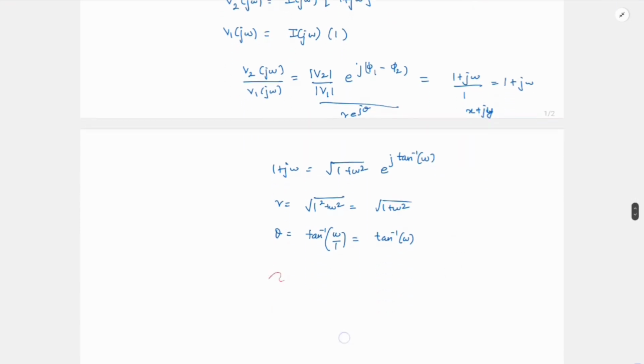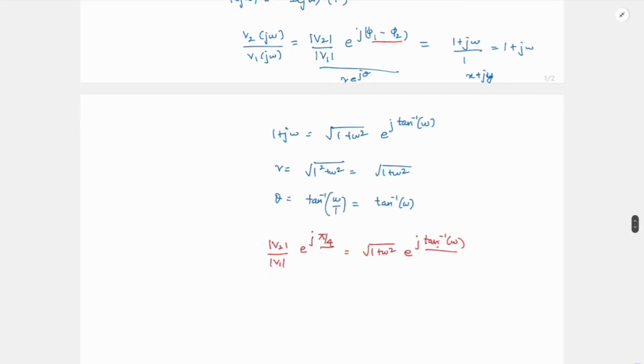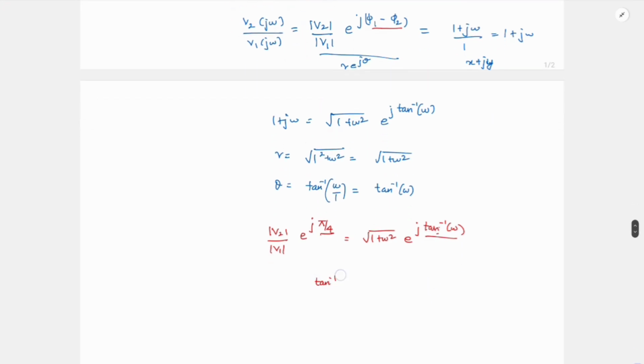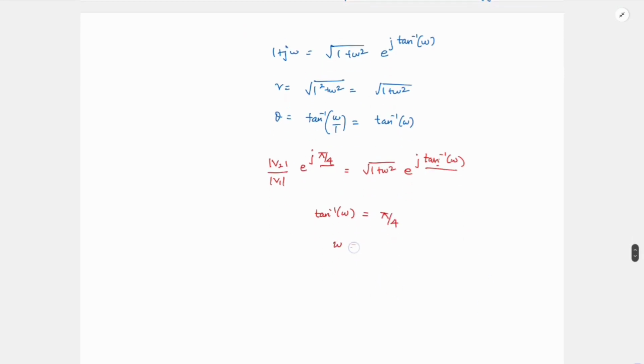So let us write this down. So mod V2 by mod V1 e power j, this is given as pi by 4, right? So pi by 4 is equal to root of 1 plus omega square e power j tan inverse of omega. So tan inverse of omega is equal to pi by 4 here when you compare these both. So what is omega here? So it is tan pi by 4. And what is tan pi by 4? It is 1. So omega is 1 radian per second. So this mathematically we arrived at it.